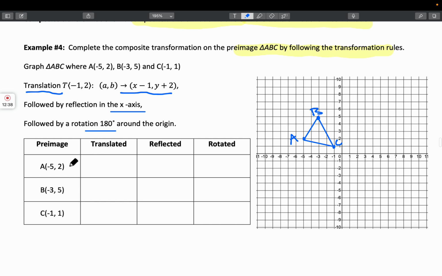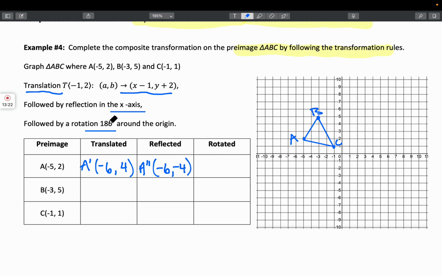If we translate our first coordinate A to A prime, by doing the -1 to the x and adding 2 to the y, then we'll subtract 1 from -5. That puts us at -6. And then we're going to add 2 to the y value, which puts us at 4. All right, next we're going to reflect that over the x-axis, which means we have to change the value on the y. So now this goes to A double prime. This is our second transformation on it. And nothing happens to our x-coordinate. It says -6, but now our y-coordinate is -4.